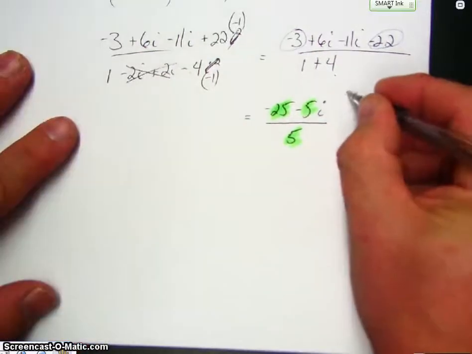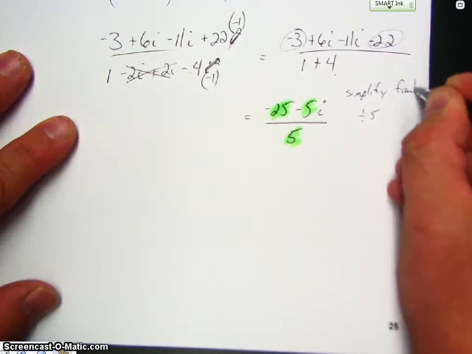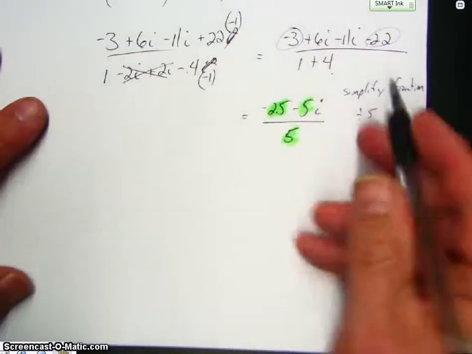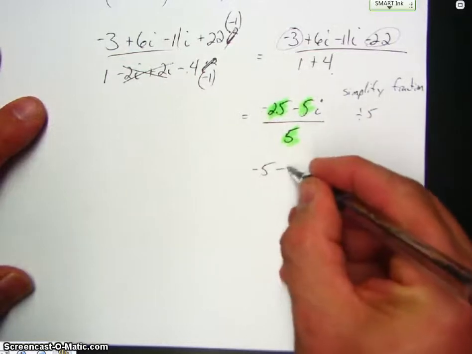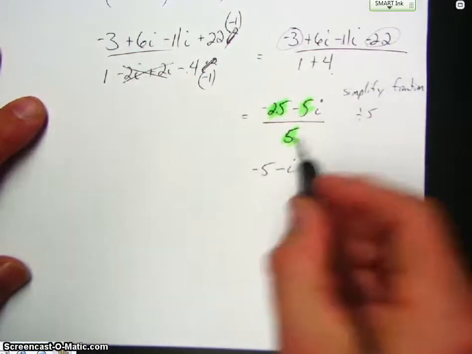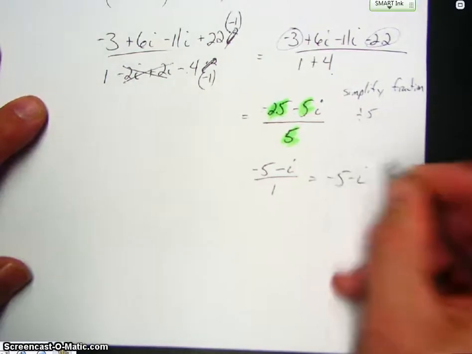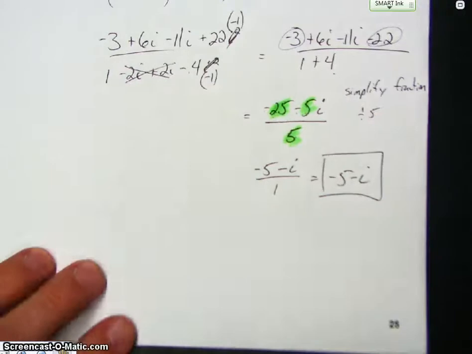So I'm going to divide each of those. Now we're simplifying a fraction, right? That's what we're doing. So negative 25 divided by 5 is negative 5. Negative 5 divided by 5 is negative 1, so it's negative i. 5 divided by 5 is 1. So you can just leave it as negative 5 minus i. It even simplifies down nicer.